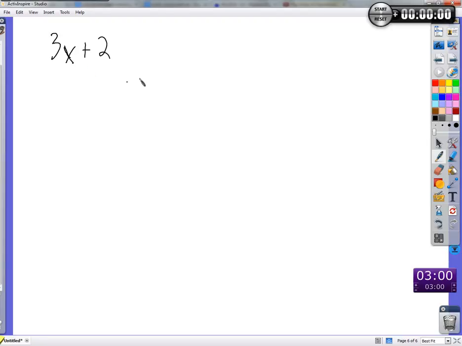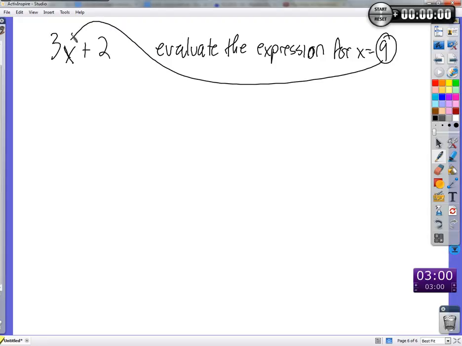So if I evaluate the expression 3x plus 2 for x equals 9, what does that mean? If I want to evaluate this expression for x equals 9, what do you then do? 3 times 9. We just take 9, put it in here for x, 3 times 9 plus 2. 3 times 9 is 27, plus 2 is 29.